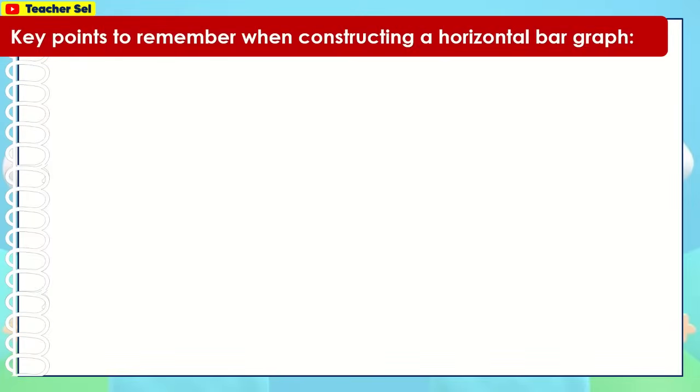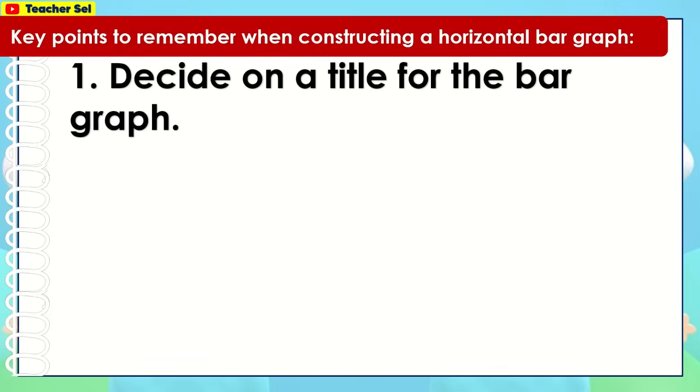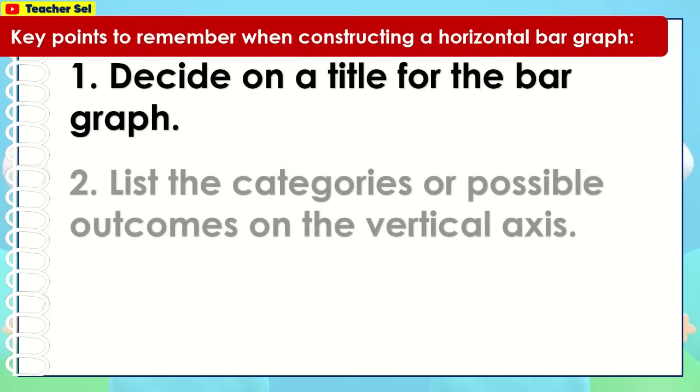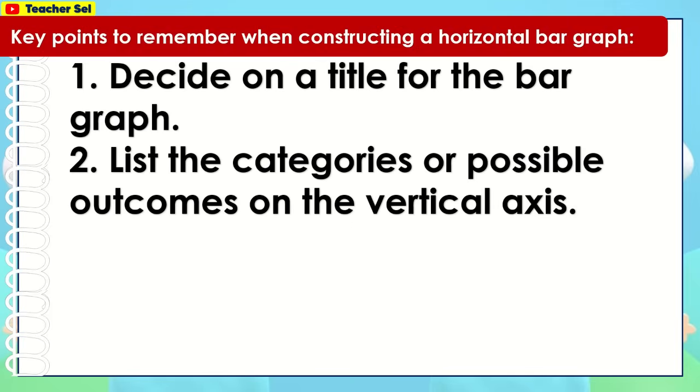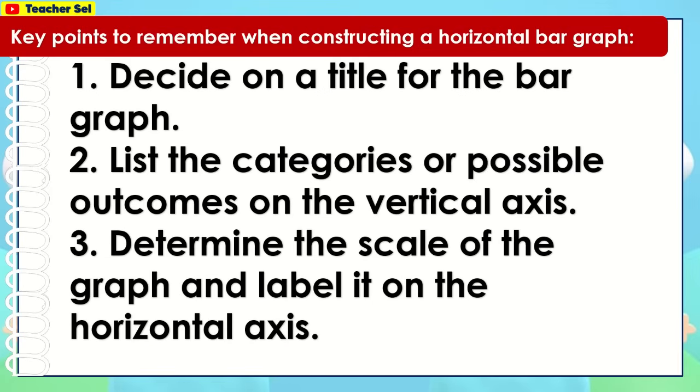Key points to remember when constructing a horizontal bar graph. Decide on a title for the bar graph. List the categories or possible outcomes on the vertical axis. Determine the scale of the graph and label it on the horizontal axis.